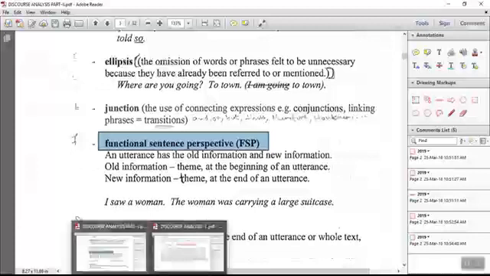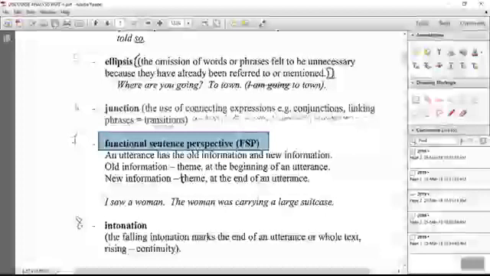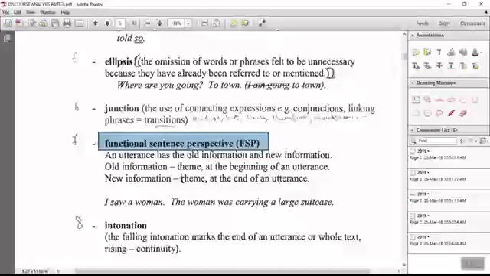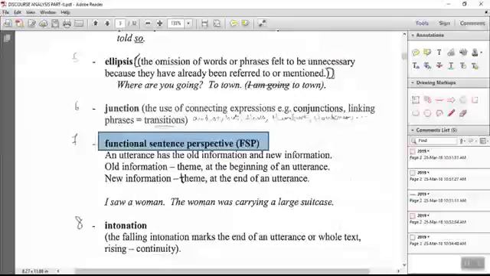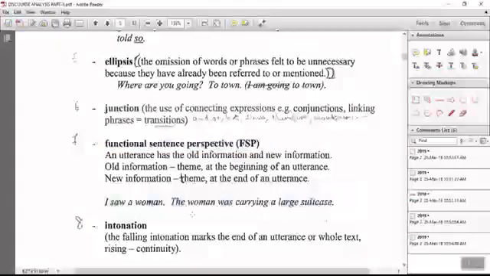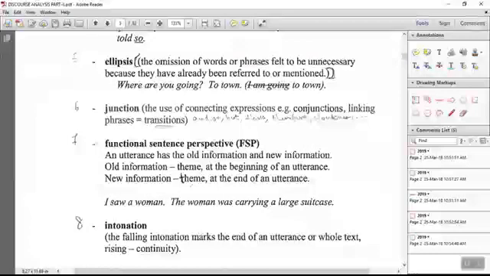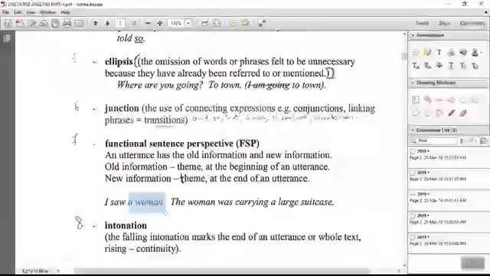Example: I saw a woman. Then the woman was carrying a large suitcase. Now if you look at this, the whole of this is an utterance. So we have old information, new information. Now what is the old information? It's theme at the beginning of an utterance. Here, I saw a woman.